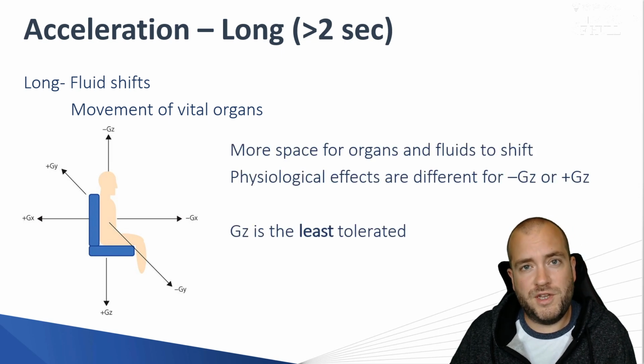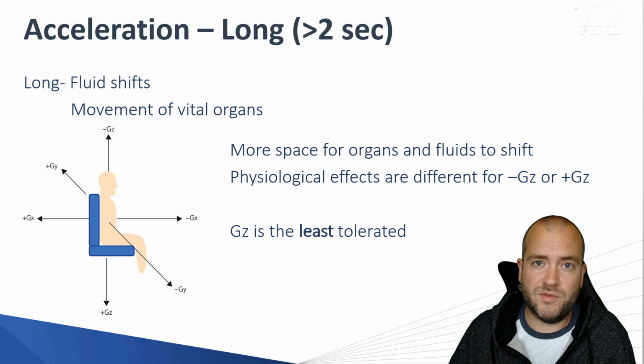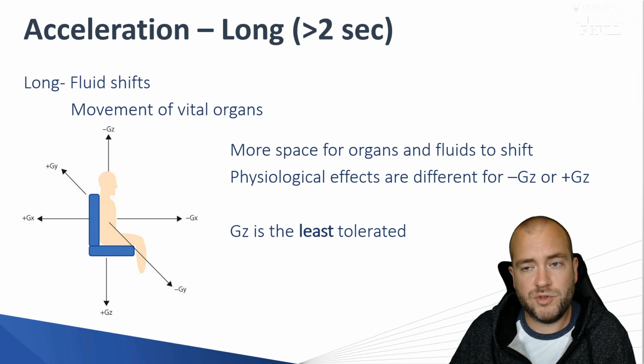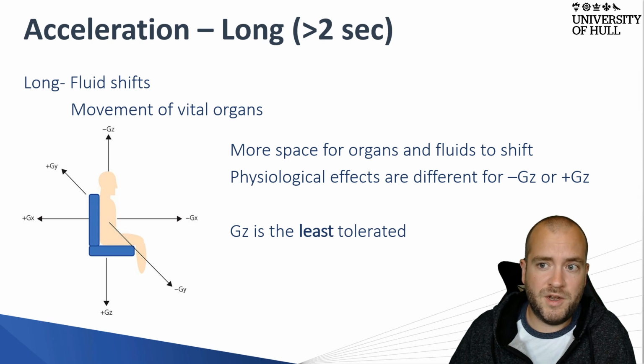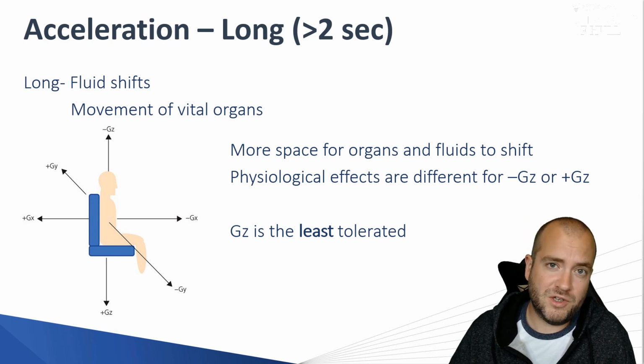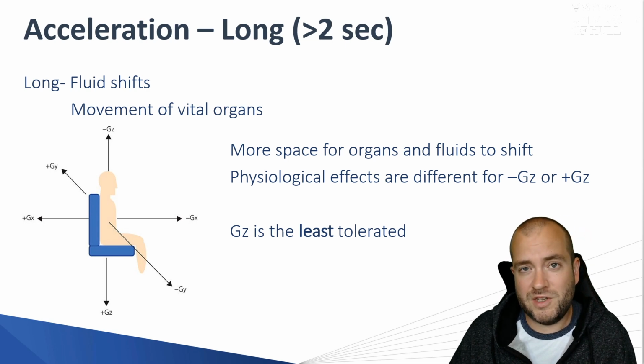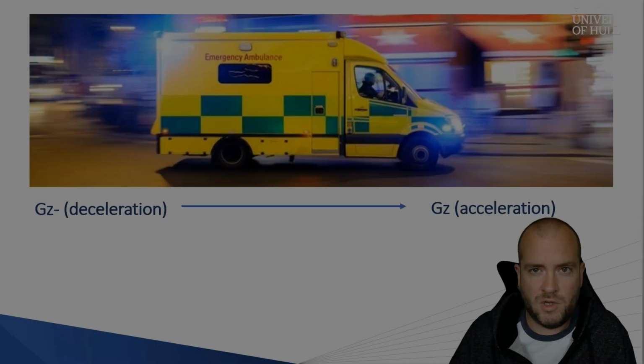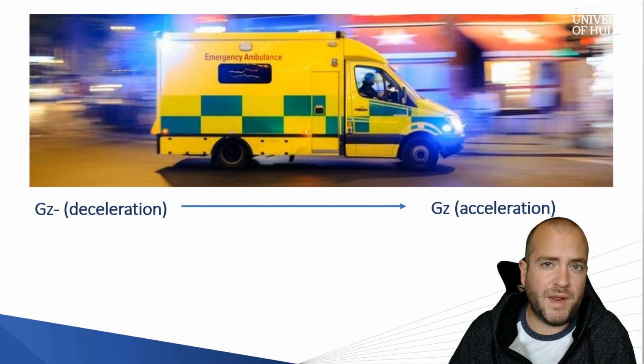The reason for this is that this area is obviously bigger from head to toe, and there's more space for the fluids and the vital organs to shift as well. And the physiological effects that the patient will experience are different depending on if the force is applied to the head, the negative GZ axis, or to the feet, the positive GZ axis. And this axis, as I said, is the least tolerated of all axes. So let's take a look at how this might play out when you're responding to an emergency and how these forces are affecting your patients.